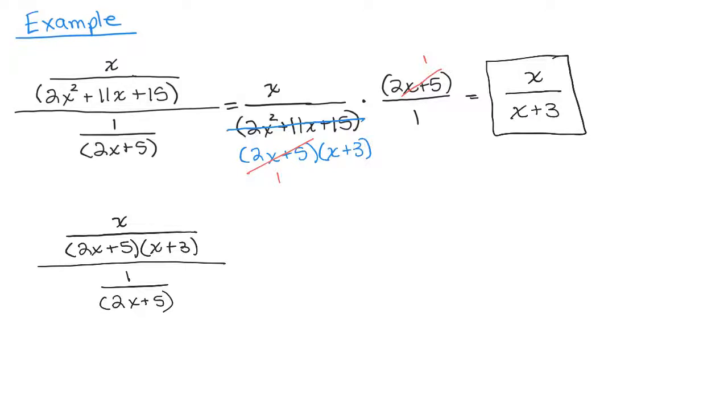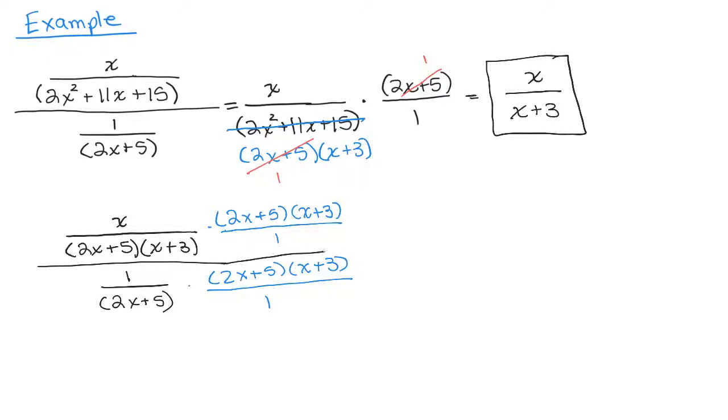And now the second method, you multiply both the numerator and the denominator by the least common multiple of all the denominators, which is 2x plus 5 times x plus 3. So I would multiply the numerator by 2x plus 5 times x plus 3, and I would multiply the denominator by 2x plus 5 times x plus 3. Now if you want, you could write each of those over 1. Okay? And if I want, I can extend this all the way out if that helps you.